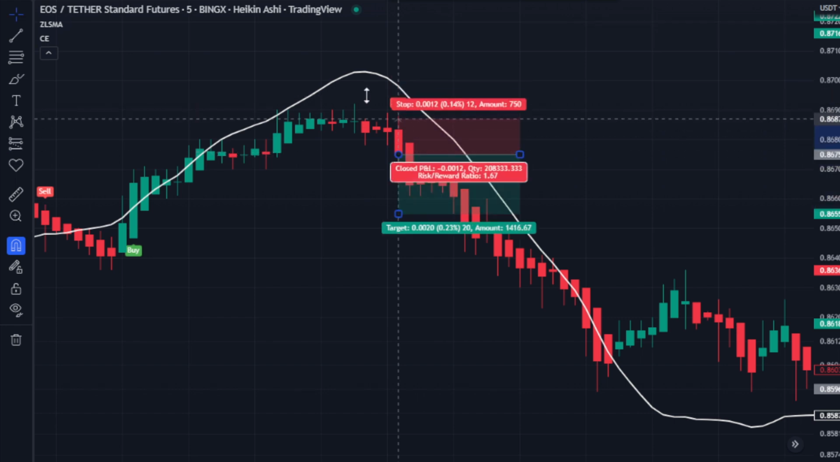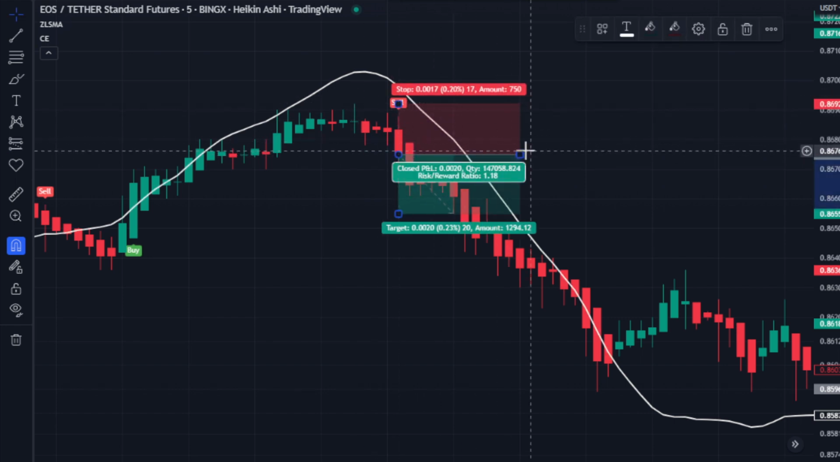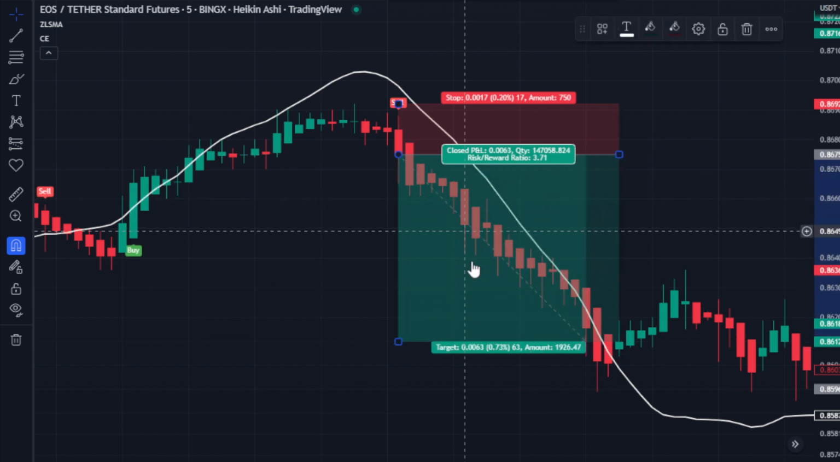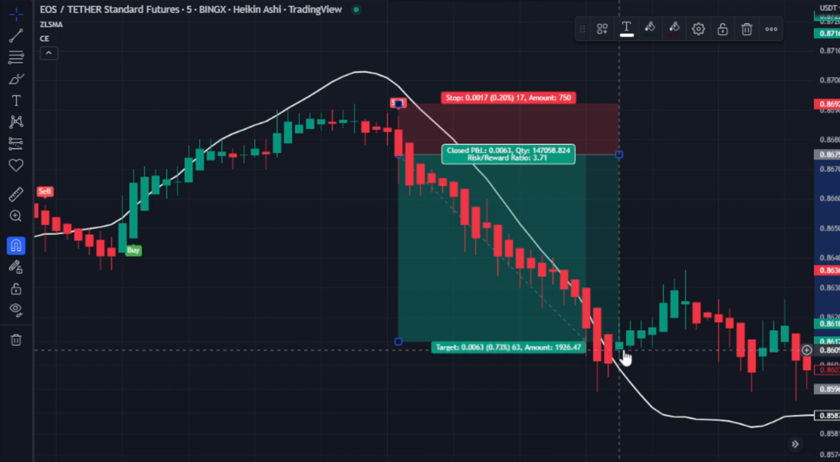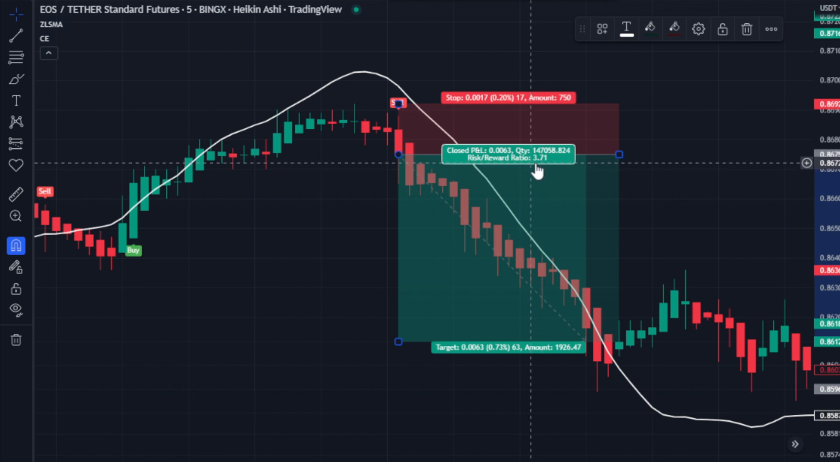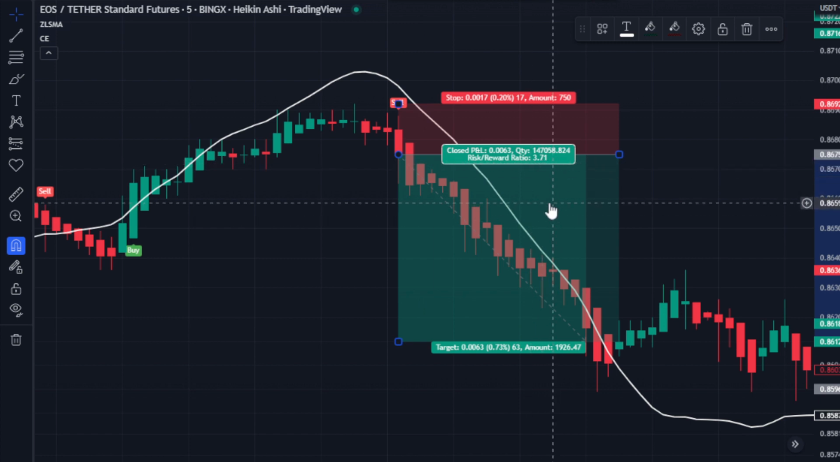So we set our stop loss and wait for the price to move in our favor to take our profits. Okay, we see that here he gave us the exit signal at the crossing of the moving average with the green candle, so we are going to close the trade with a take profit with a risk-reward ratio of 3.71. Let's look at other short trades.